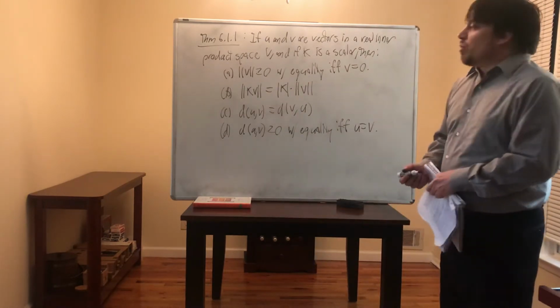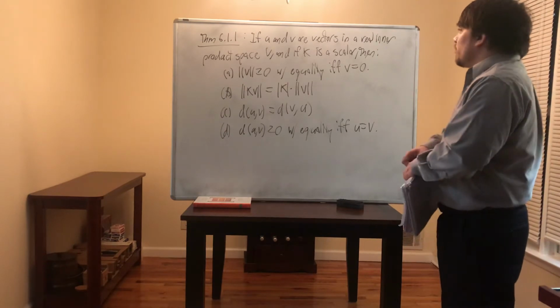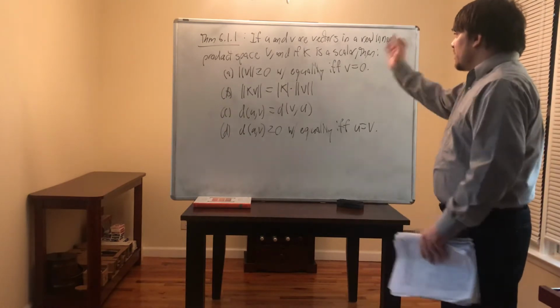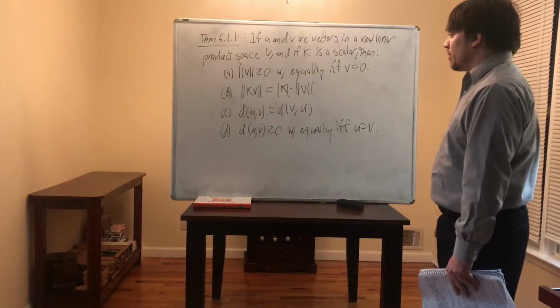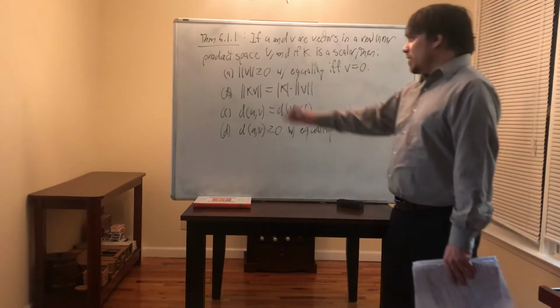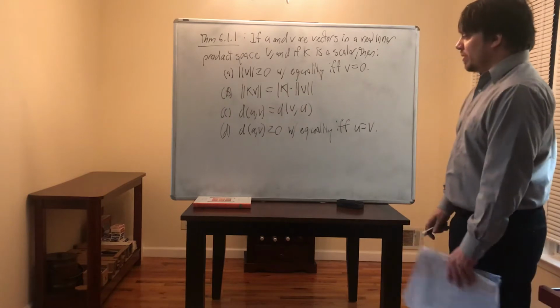So Theorem 6.1.1 says if u and v are vectors in a real inner product space capital V, and if k is any scalar, then the norm of v is greater than or equal to 0 with equality if and only if v equals 0. The norm of kv is equal to the absolute value of k times the norm of v.